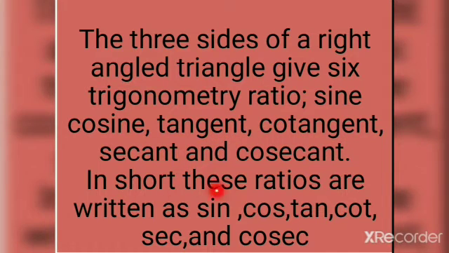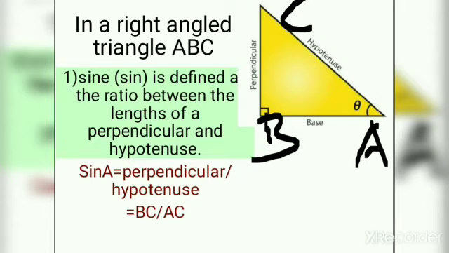In short, these ratios are written as sine, S-I-N, cos, tan, cot, secant and cosecant. In a right angle triangle ABC, for an acute angle A, which will be the perpendicular, base and hypotenuse? The side opposite to the acute angle will be the perpendicular, the side adjacent to it will be the base, and the side opposite to the right angle will be the hypotenuse. That is, BC is the perpendicular, BA is the base and AC is the hypotenuse.